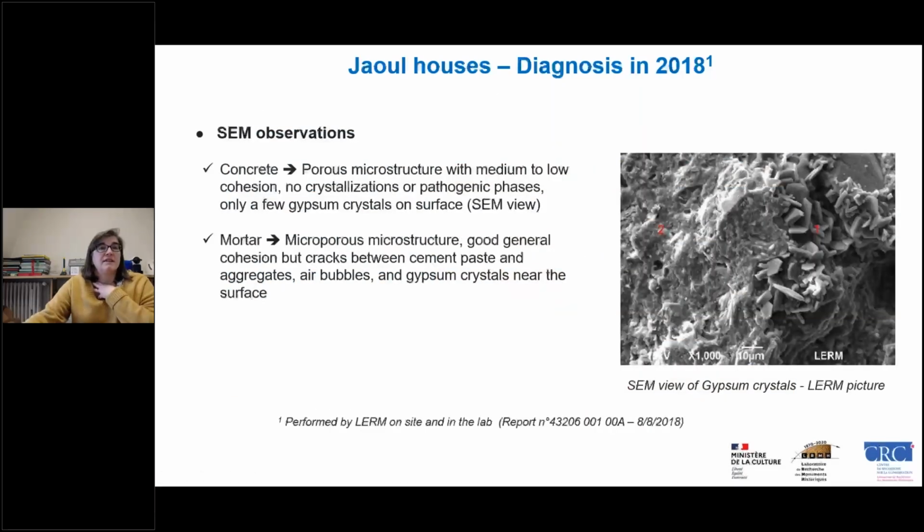Some observations have evidenced porous microstructure with medium to low cohesion, with no crystallization or pathogenic phases, with only a few gypsum crystals that you can see here on the microscope. That was for the original concrete. And for the repair mortar, we had microporous microstructure, good general cohesion, but cracks between the cement base and the aggregates, air bubbles, and gypsum crystals near the surface.